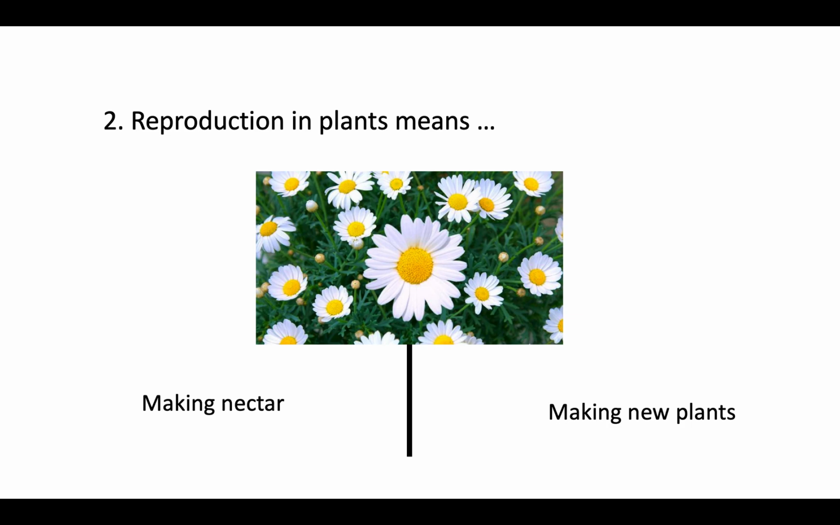Reproduction in plants means making nectar, that's your A, or B, making new plants. Write that down, A or B, what do you think? Making nectar or making new plants? And the answer is B, making new plants.